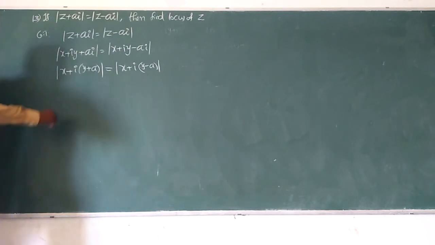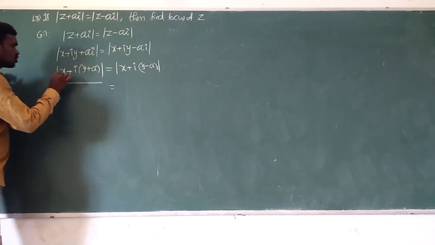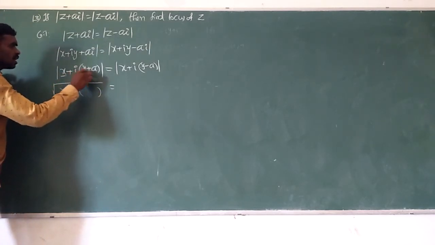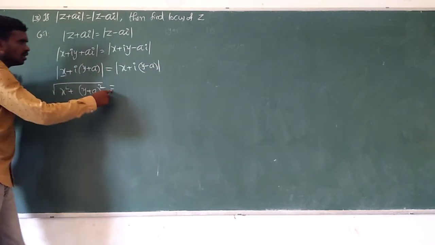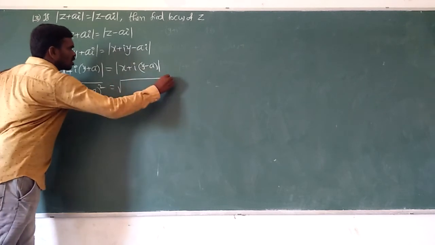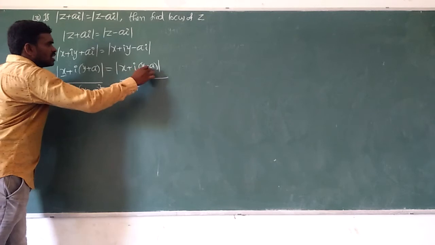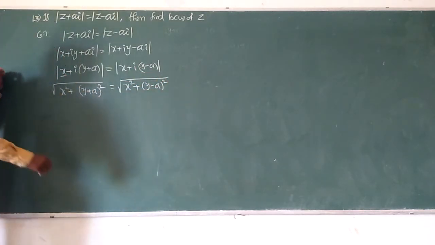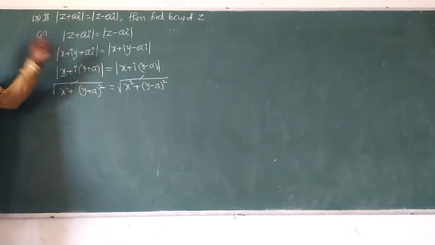Now modulus means what? Root of. So what is the real part? x. So x square plus what is the imaginary part? y plus a, so y plus a whole square. Next is equal. Next modulus means what? Root of. What is the real part? x. So x square plus what is the imaginary part? y minus a whole square. Okay? So by squaring on both sides, we can remove the square roots.